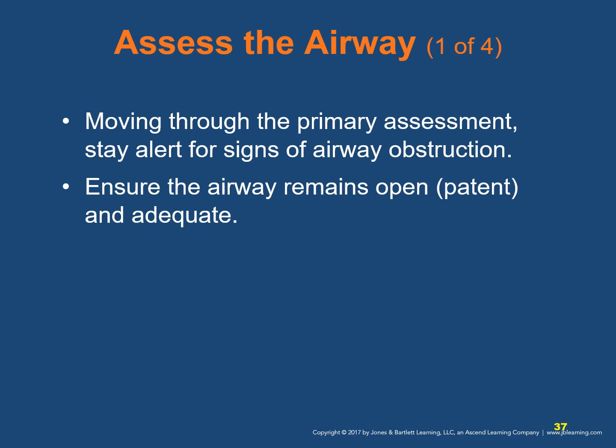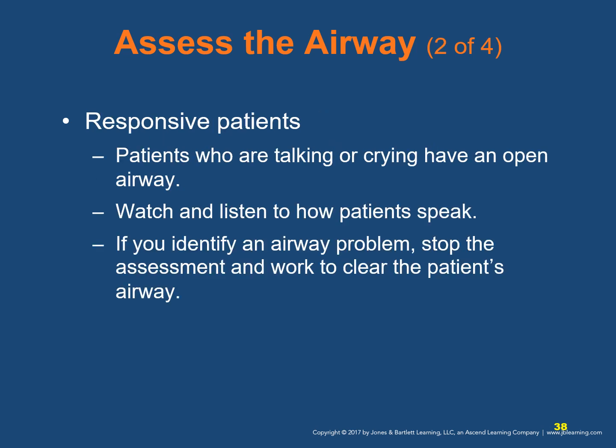Assess the airway. As you move through the primary assessment, stay alert for signs of airway obstruction. To prevent death or permanent disability to your patient, you must ensure that the airway remains open, or patent, and adequate. With responsive patients, patients of any age who are talking or crying have an open airway. Watching and listening to how patients speak may provide important clues about the adequacy of their airway and the status of their breathing. If you identify an airway problem, stop the assessment process and work to clear the patient's airway.